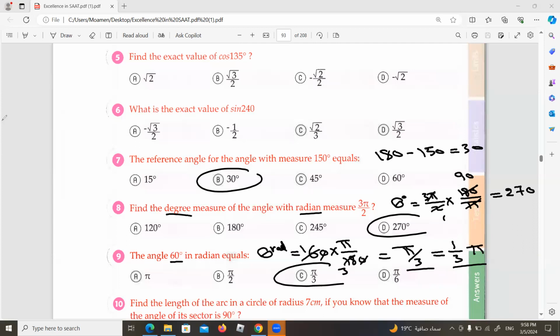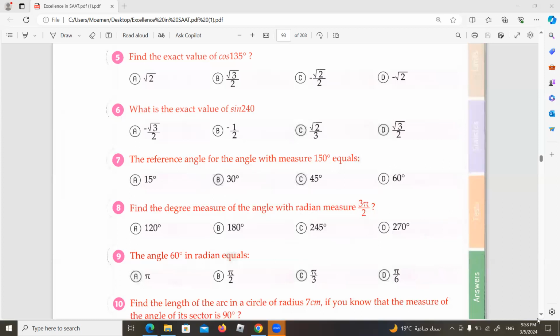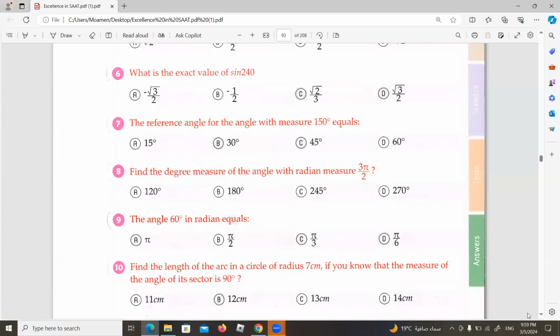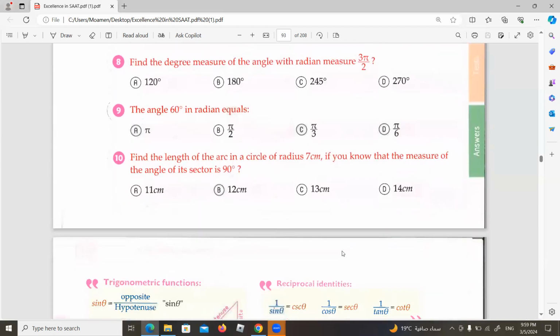Okay. We're going to number 10, the length of the arc. The problem gives the radius, 7 centimeters, and the measure of the angle of its sector is 90. The angle is 90. Okay, so I have two ways. I can use the first way or the second way.